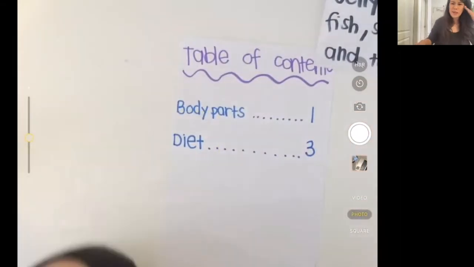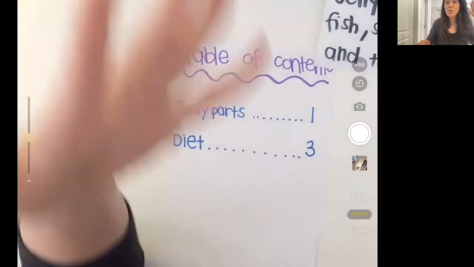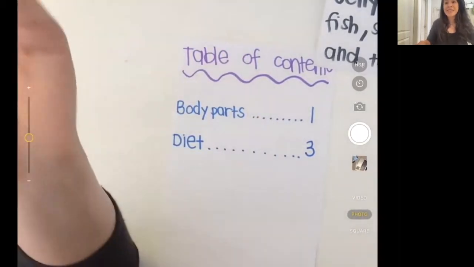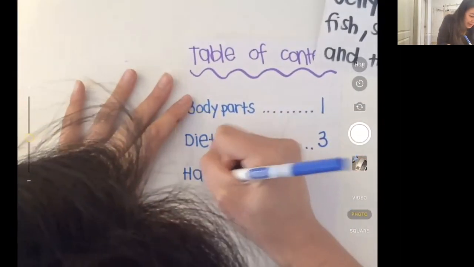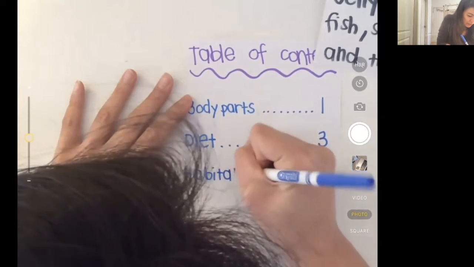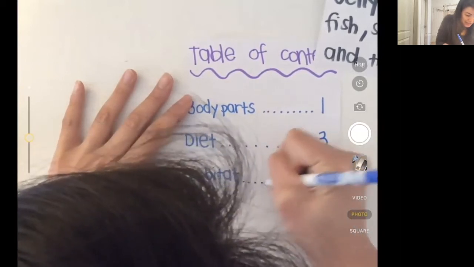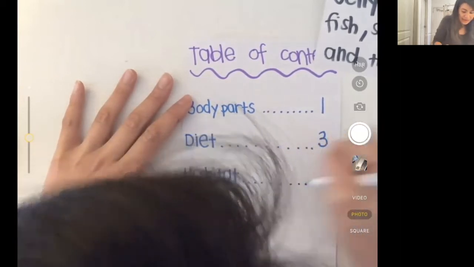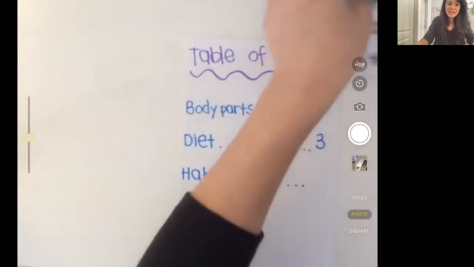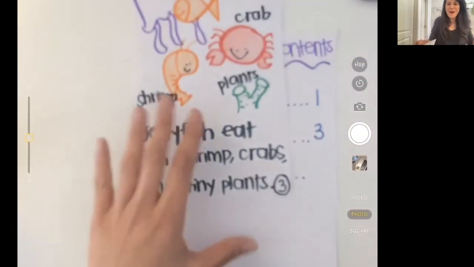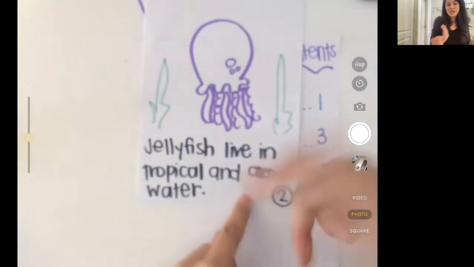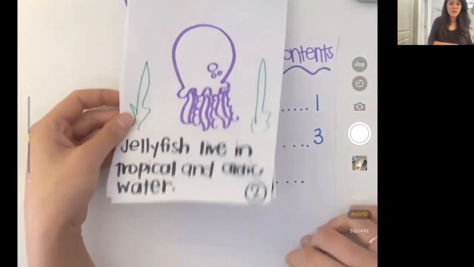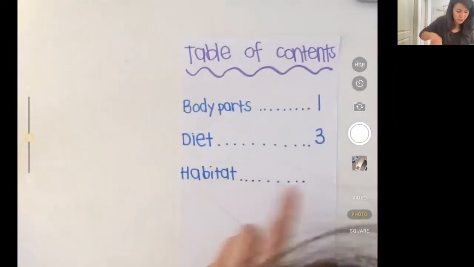Okay. Now, what else do I teach my readers? Oh, yeah, I teach them where the animal lives, the habitat. So I'm going to write habitat. Dot, dot, dot, dot, dot. Now let me figure out what page habitat is on. Is it page 3? No, that talks about eating. Is it page 2? Yeah, right here. It says jellyfish live in tropical and Arctic water. So that's page 2. I'm going to write 2 for habitat.